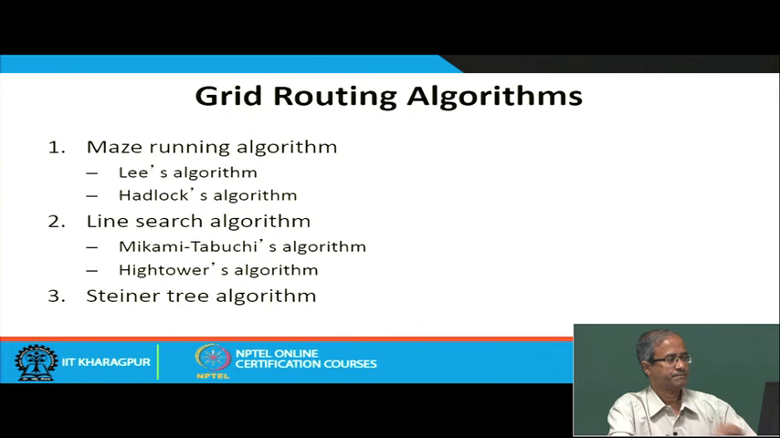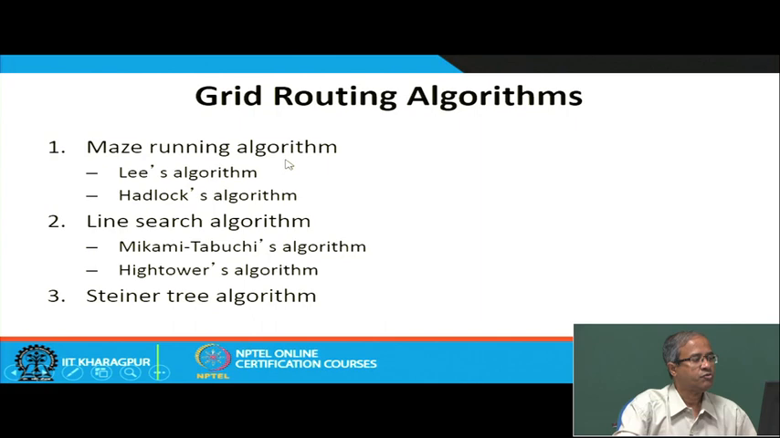So, under the maze routing algorithms, where we are assuming that the two-dimensional space is divided into grids or cells, as I have just now said, two commonly used algorithms shall be discussed, Lee's algorithm and Hadlock's algorithm. Then we shall move towards line search algorithms, which we will see are more efficient in terms of computation time, but may not be that efficient in terms of the quality of solutions. So, here also we shall be looking at a couple of algorithms, and finally, a brief look at Steiner tree based approaches shall be discussed.